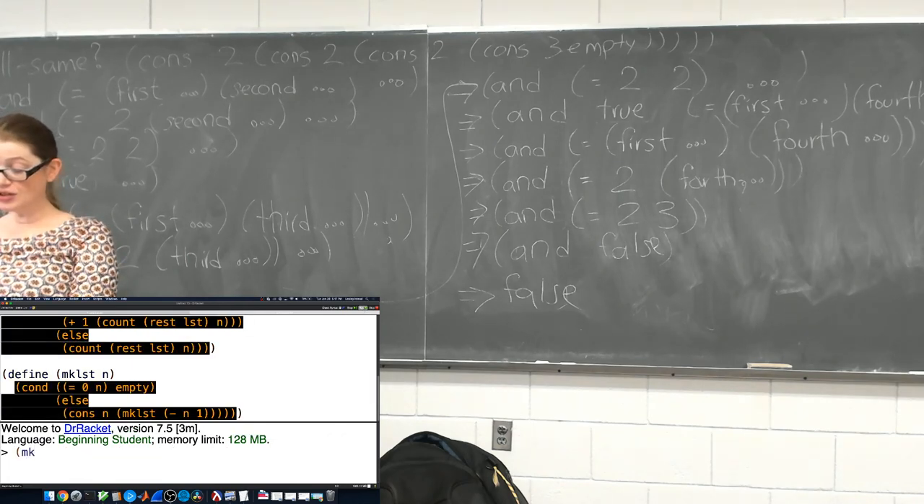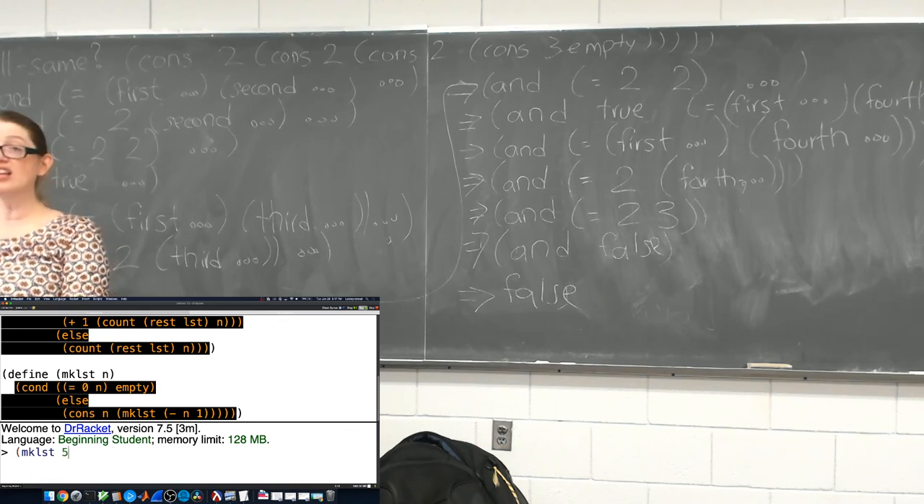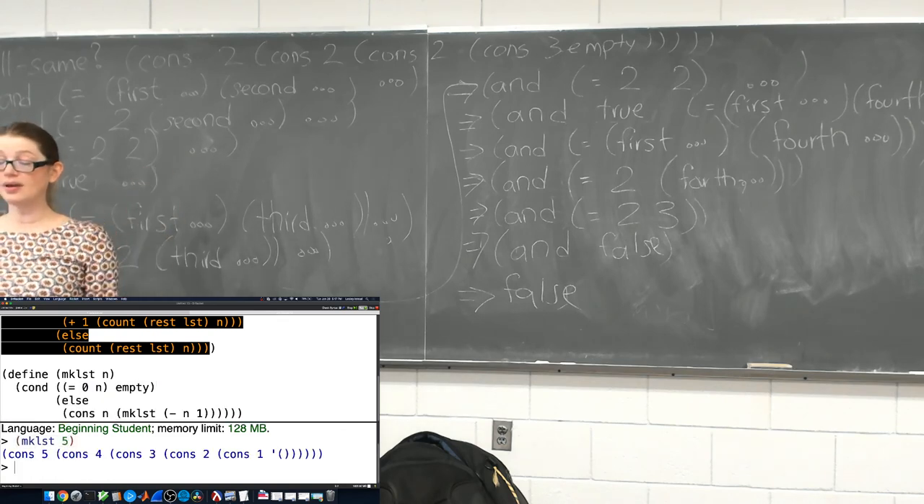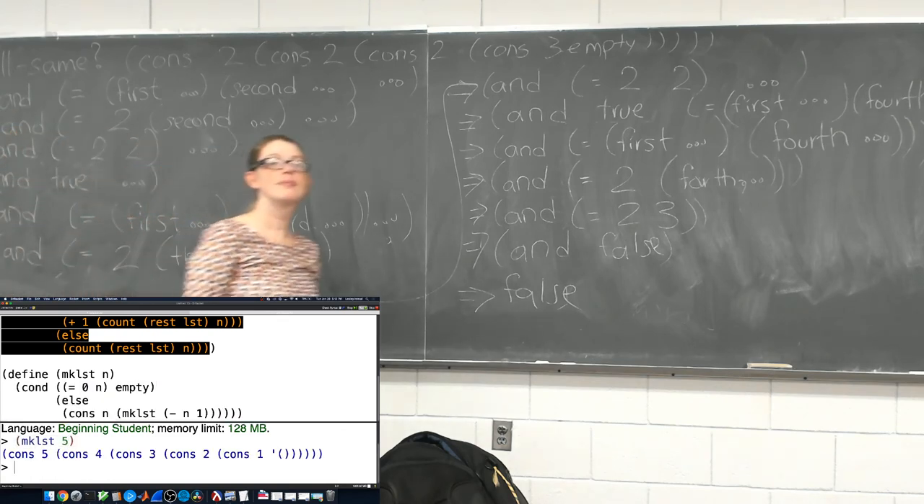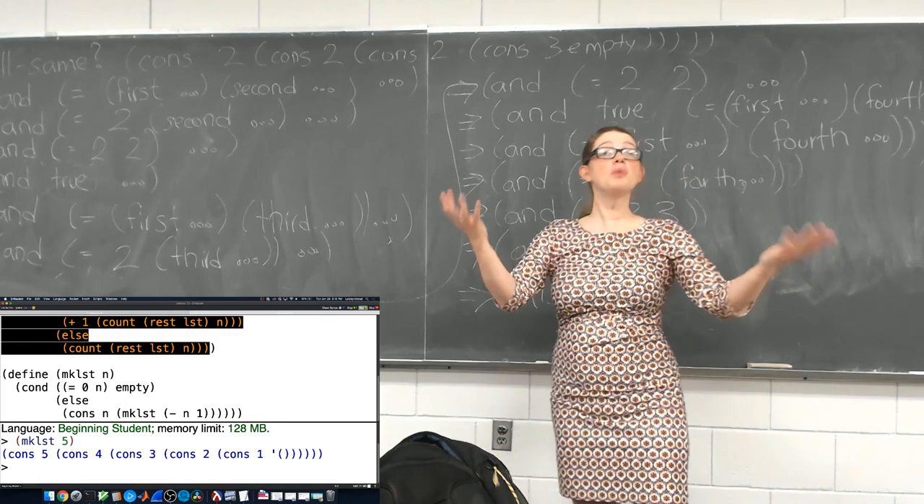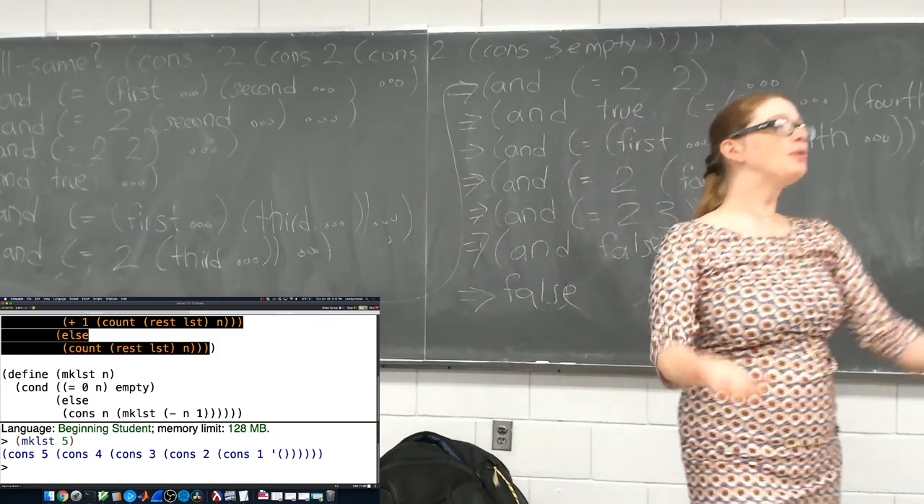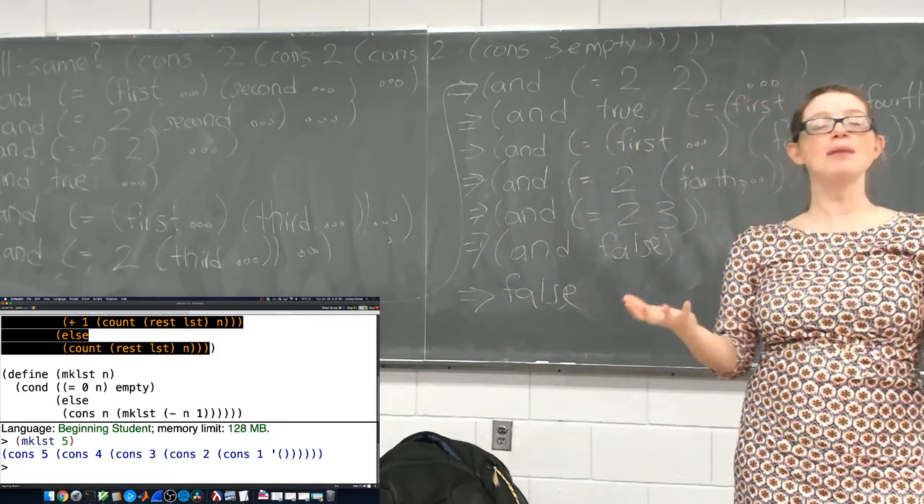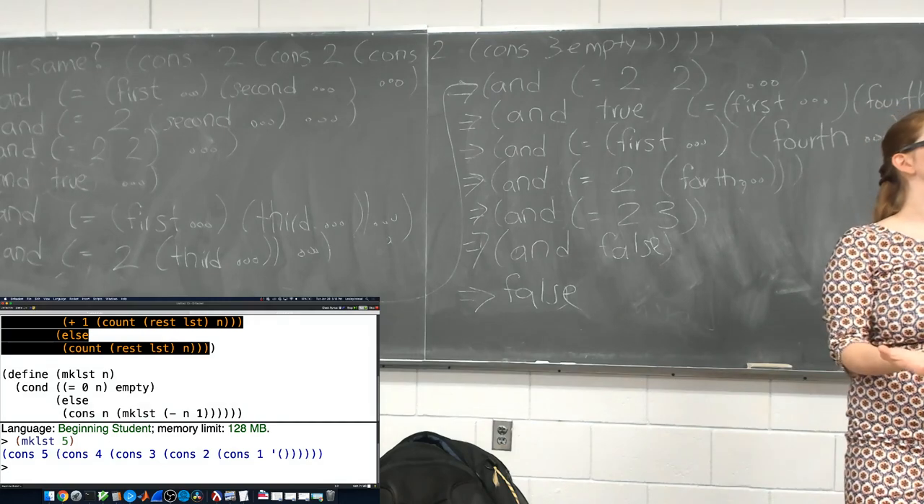So now we can just do make-list. I want a list of the numbers from 5 to 1. There we go. Now if you're wondering what this funny quote empty brackets is, that is the internal representation of empty, because Racket is lazy and doesn't want to write the word empty. There, you just wrote a function using simple recursion and the basic template we already had for lists to make a list.